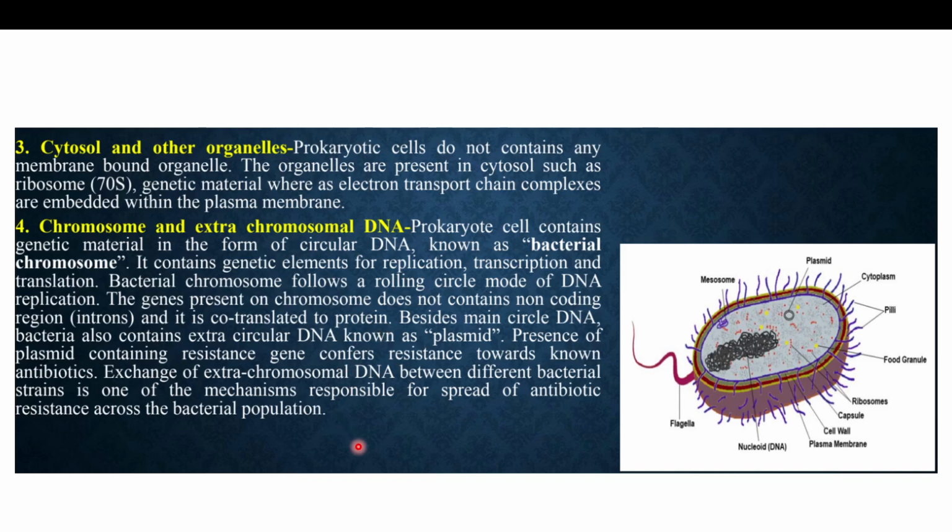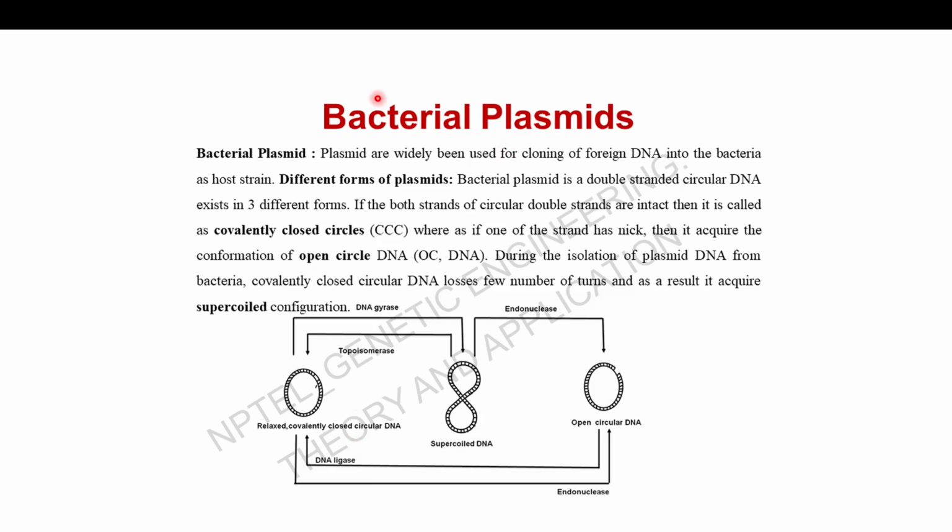All right, and when we talk about bacterial plasmids, plasmids are widely used for cloning of foreign DNA into bacteria as a host strain, and these bacterial plasmids even carry certain antibiotic resistance genes. So whenever these bacterial plasmids are used as vectors and get inside other cells, the property of antibiotic resistance gets inside the other cell type, and eventually those cells can harbor and show antibiotic resistance.